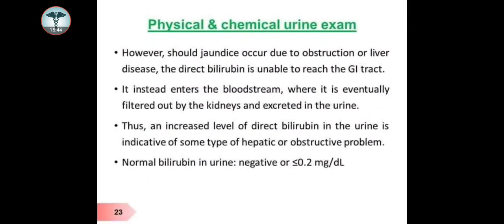However, should jaundice occur due to obstruction or liver disease, the direct bilirubin is unable to reach the gastrointestinal tract. It instead enters the bloodstream where it is eventually filtered out by the kidney and excreted in the urine. Thus, an increased level of direct bilirubin in the urine is indicative of some type of hepatic or post-hepatic obstructive problem. Normal bilirubin in urine is negative or equal to or less than 0.2 milligram per deciliter.